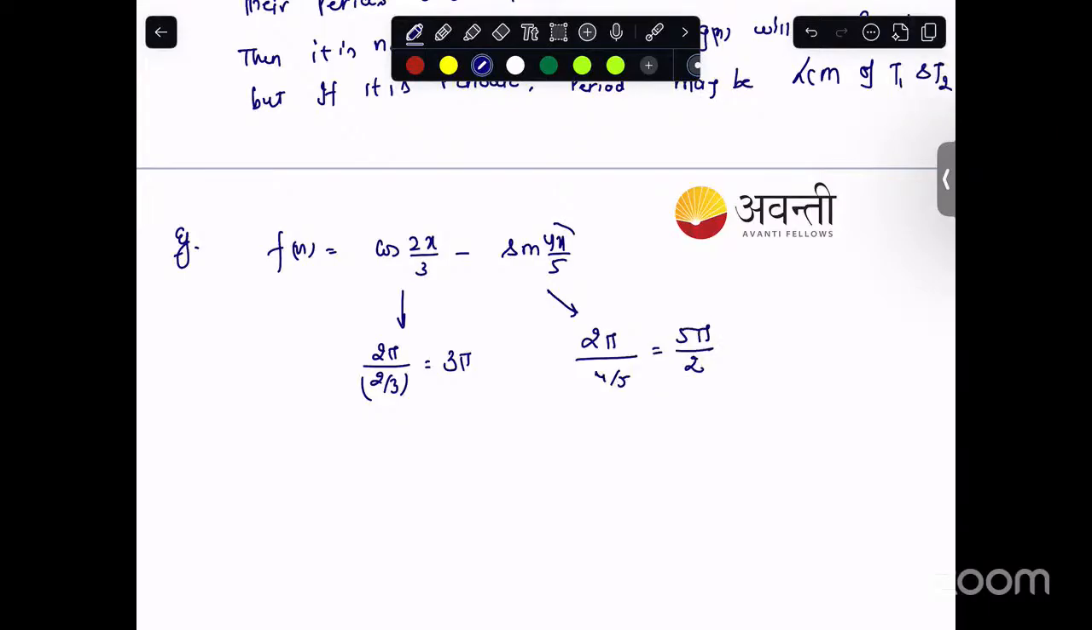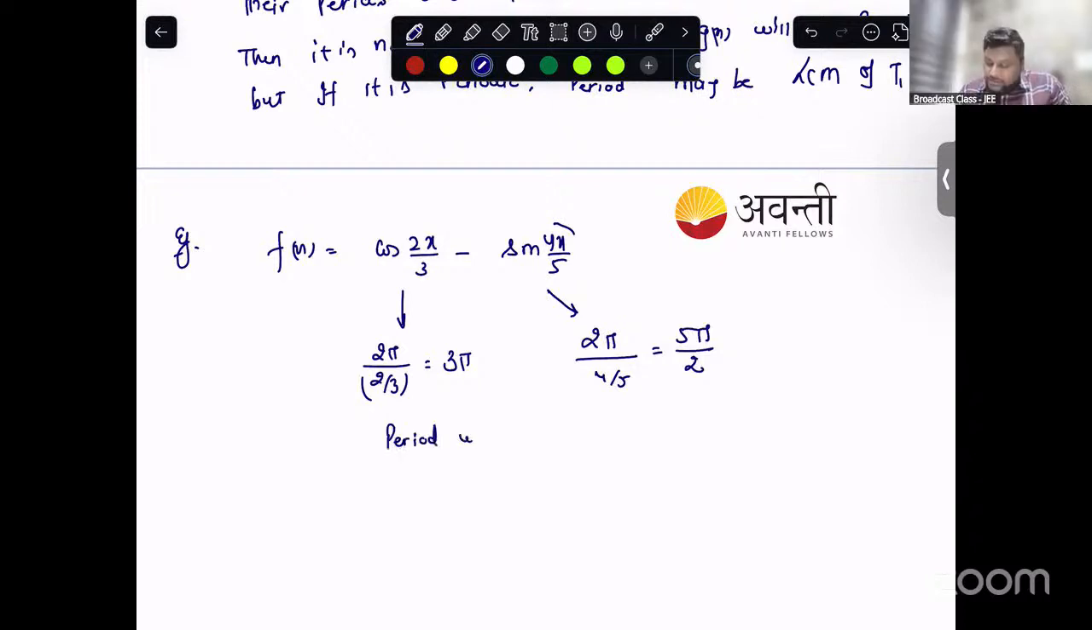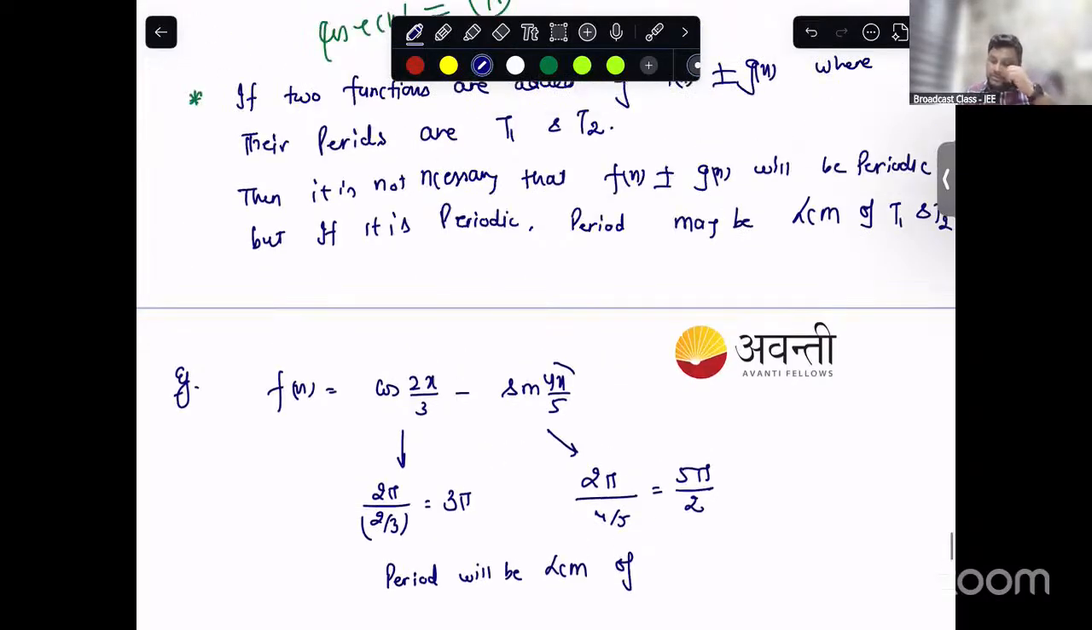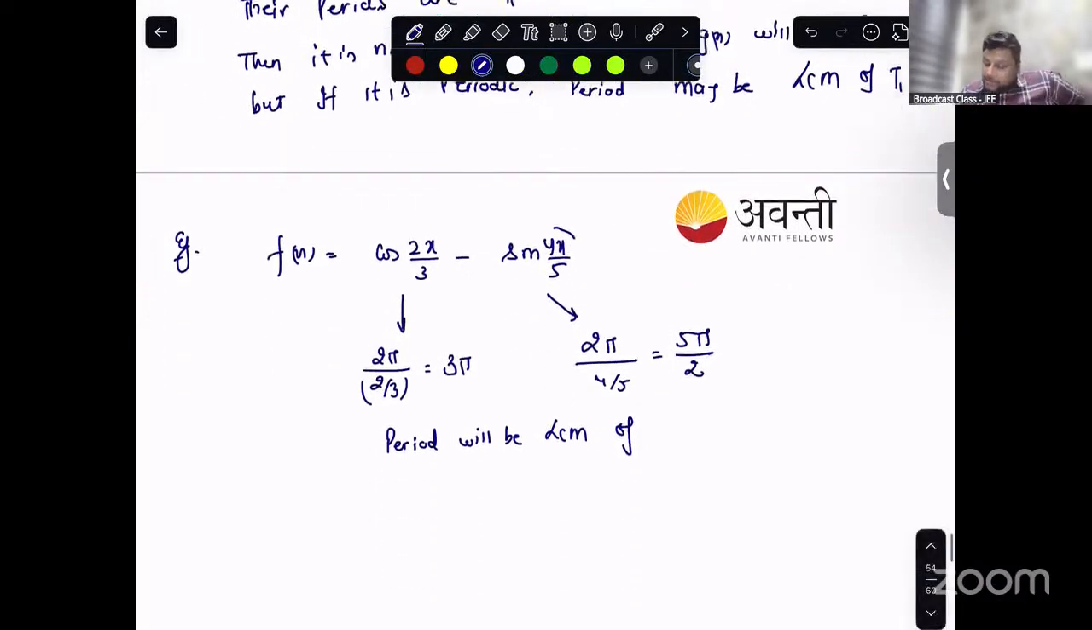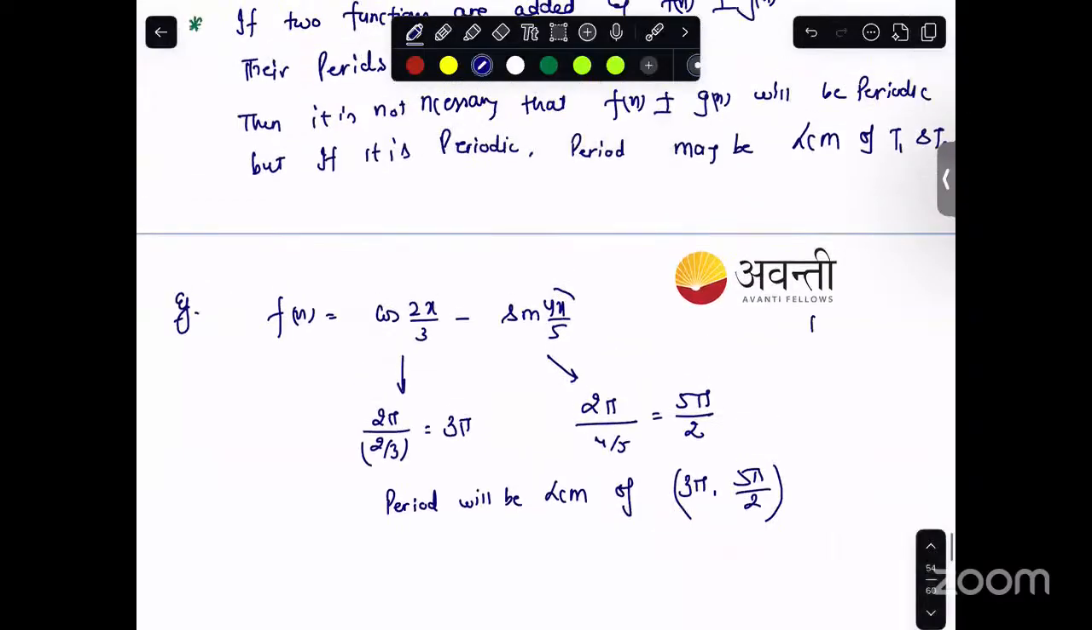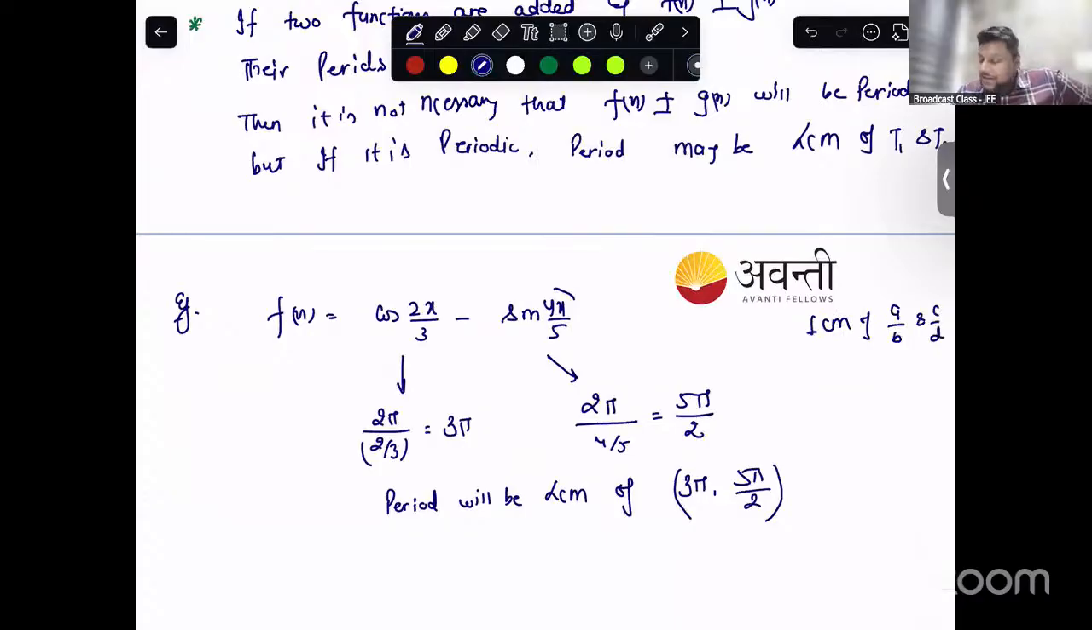Correct? Now, period will be what? Period will be LCM of 3 pi, comma 5 pi by 2. Now, what is the LCM of pi by 2? Think. LCM of A by B and C by D is LCM of numerator upon HCF of denominator.